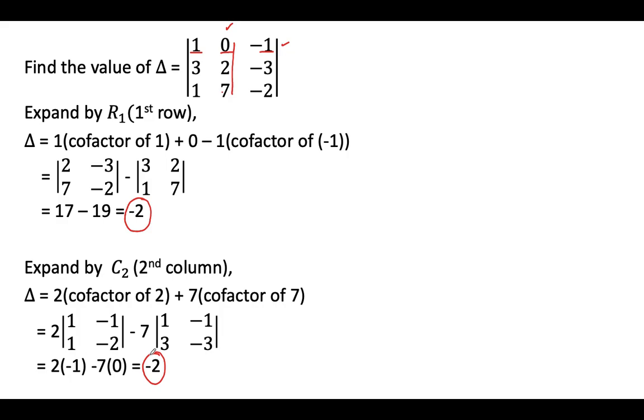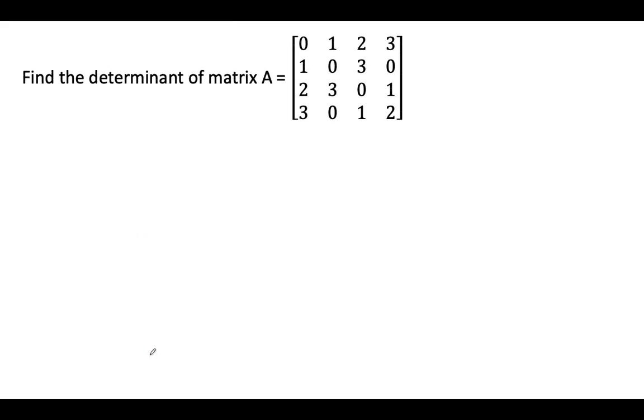Okay, let's also look at an example where we want to find the value of the determinant of a fourth order matrix, or a 4 by 4 matrix. Now here again, in this matrix, as you can see, we have zeros. The second row has 2 zeros. Similarly, the second column also has 2 zeros. So it's easier if we expand by this.